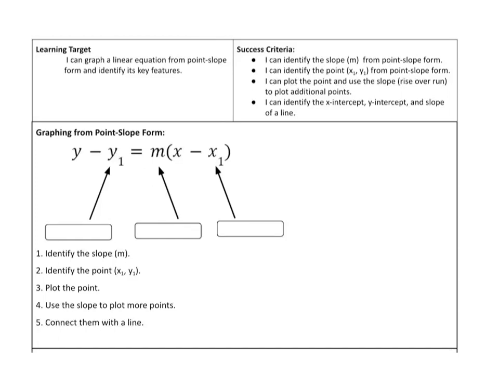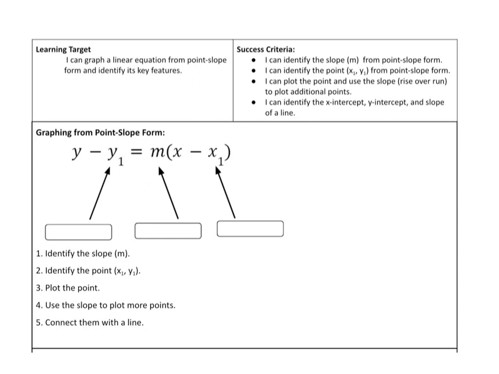Hey guys, today we are looking at lesson 2.7, graphing linear equations from point-slope form. We're still going to be working on identifying those key features, but those key features have not changed. They're still slope, y-intercept, and the x-intercept. So point-slope looks a little bit different, so we're going to need to be able to do some things.